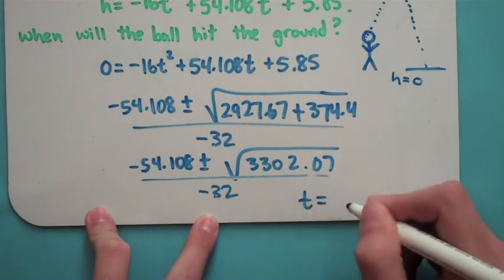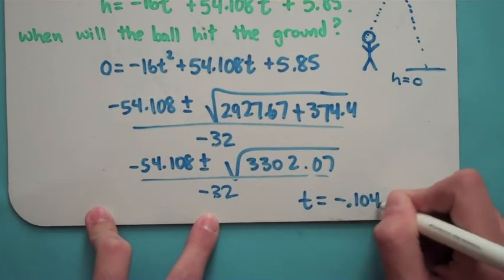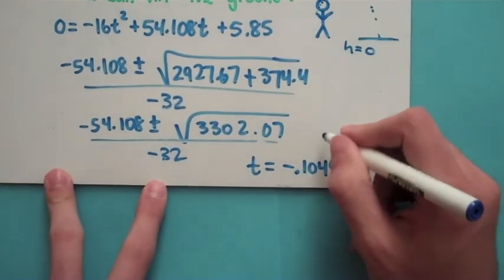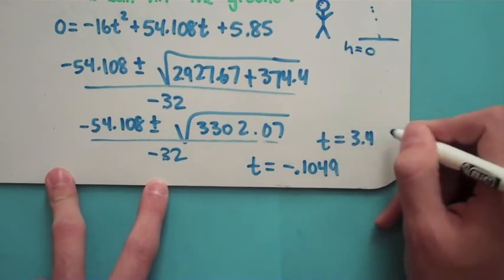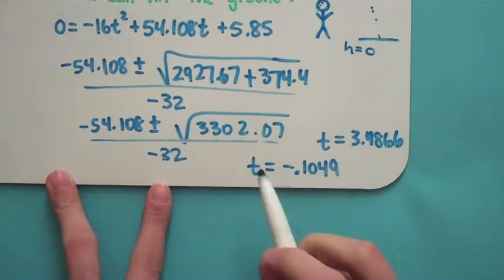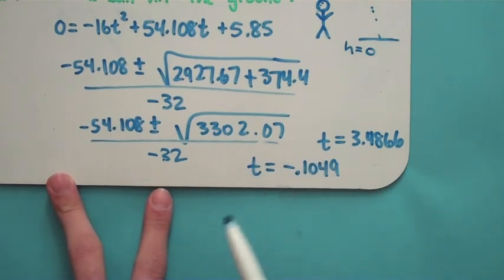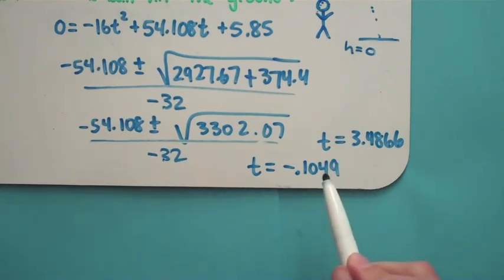You will end up with t equals negative 0.1049 about, and the other answer is t equals 3.4866. So again, please check to make sure you can get these answers here. Once you do it once, you'll understand it, but if you don't practice it, you won't get it right. Those are our two answers to the problem.